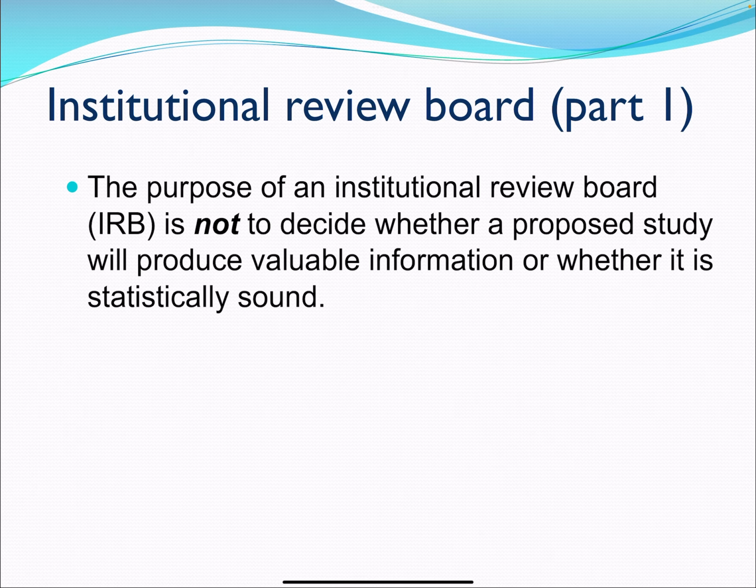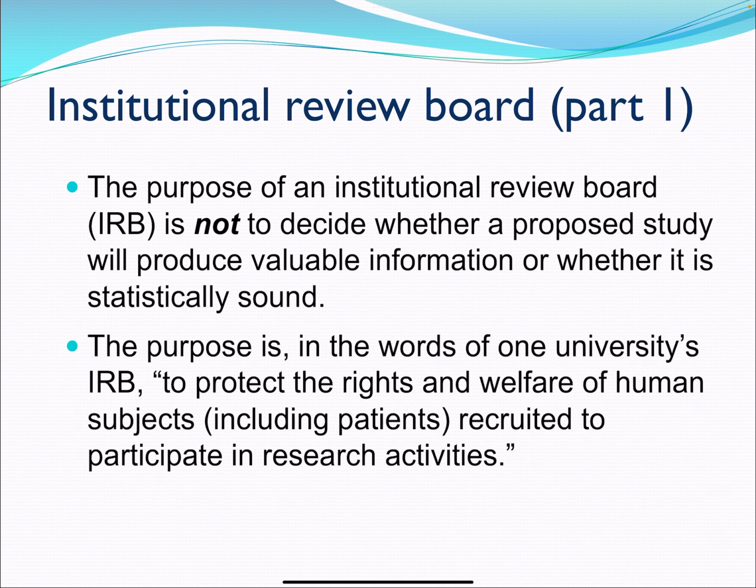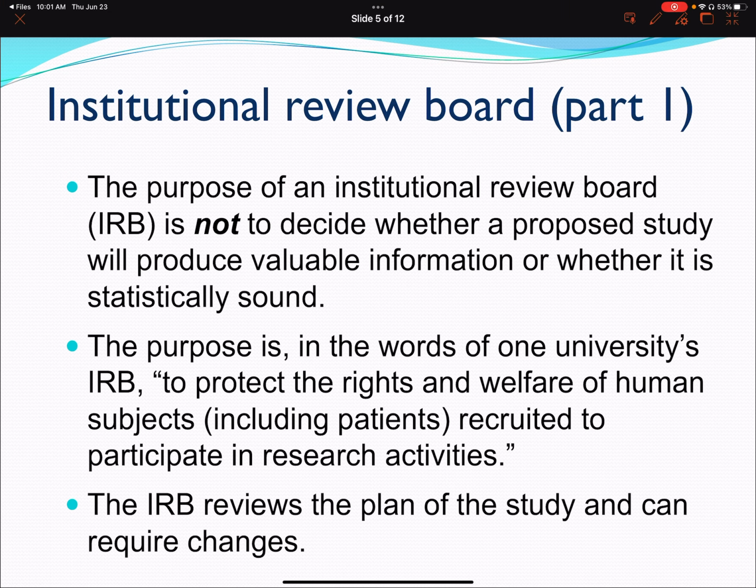So the purpose of an institutional review board is not to decide whether a proposed study will produce valuable information or whether it's statistically sound. You do kind of want to lay that out for them, right? What it really is for, though, is to protect the rights and welfare of human subjects recruited to participate in these research activities. And the IRB reviews the plan of study and can require changes. So you write an IRB and you submit it to them and then they give it back to you after some time. And most of the time they're going to suggest some changes.